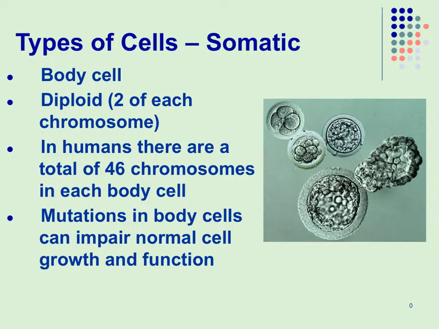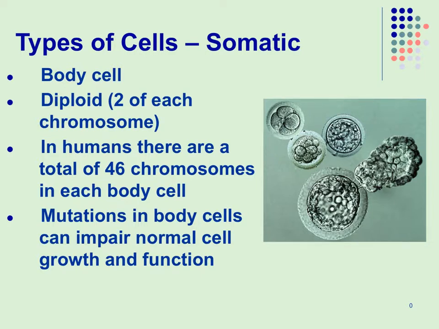So somatic cells, what you need to know about those is that they are diploid cells. What that means is that they have two sets of each chromosome. Remember, you got one set from mom and one set from dad. And in somatic cells, for humans, we have 46 chromosomes. So if a mutation happens in body cells, that can impair normal cell growth and function, and it is only seen in that particular individual.